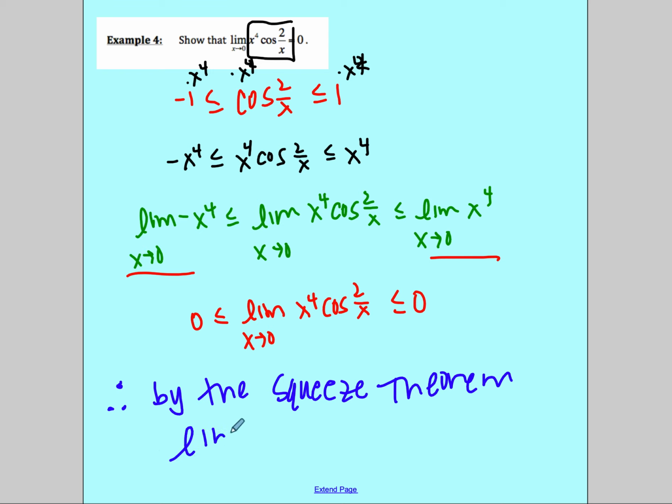we can conclude that the limit as x approaches 0 of x to the fourth cosine of 2 over x is equal to 0. And all of this work is necessary to show that, because when I'm asking you to show it, I'm asking you to prove it. So make sure you write out all those steps. But that is it for example 4 and our squeeze theorem.